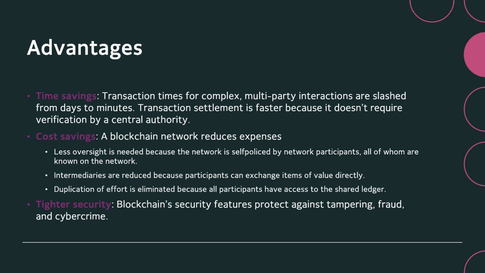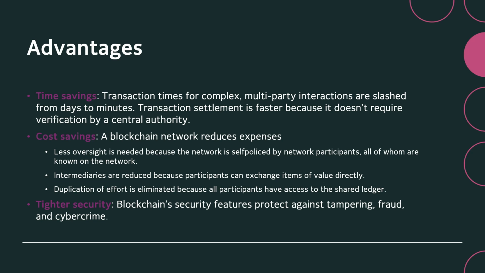It doesn't require verification by a central authority because there is no central authority, as I said when we talk about blockchains, bitcoins. There is cost saving. How is there cost saving? Multiple ways. First, there is less oversight needed because we are operating in a peer-to-peer network which is self-policed, and all of the participants there are authenticated, authorized and known. There are no intermediaries doing all this transaction, so it is between the actual parties. That cost is reduced and there is no duplication of effort. There are no multiple ledgers. There is a shared ledger. So it is definitely cost saving, time saving.